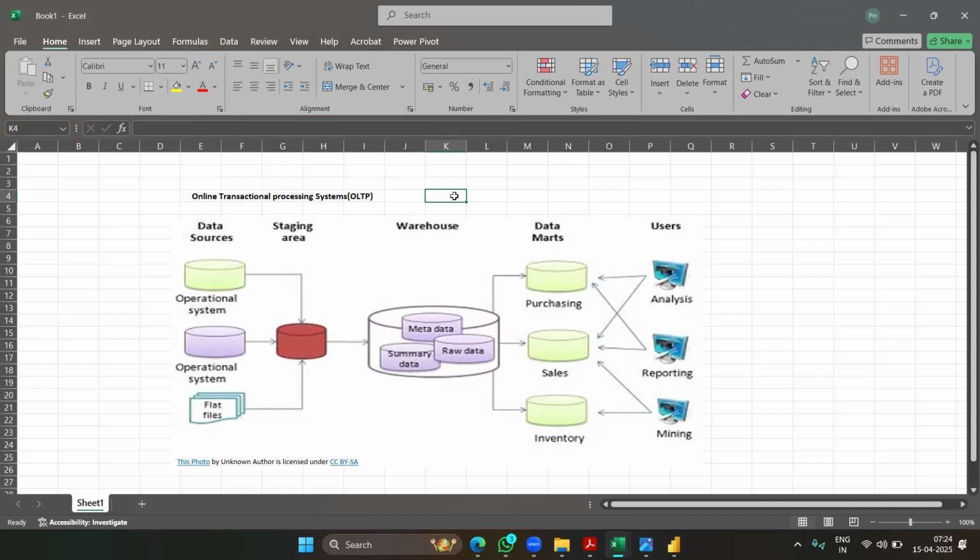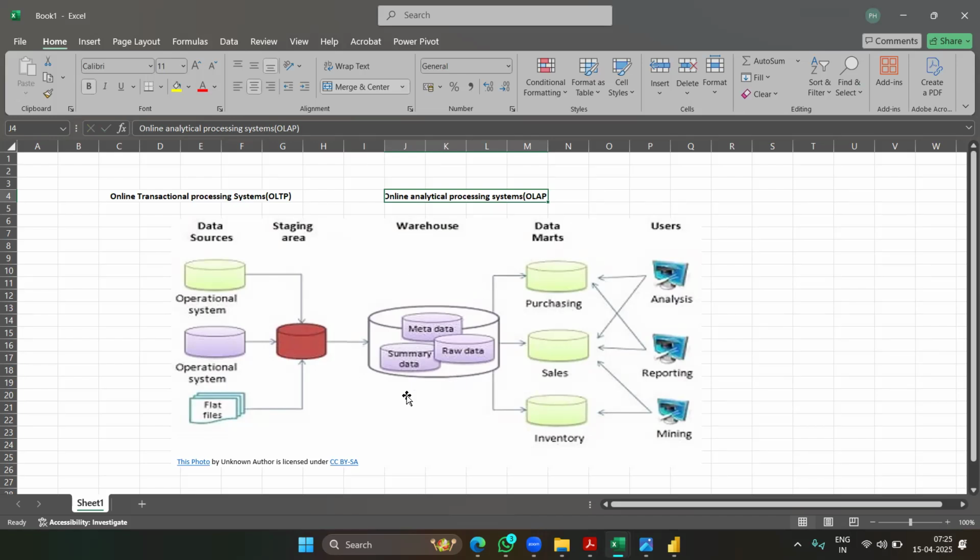Now, considering this data warehouse is going to be used for analytical purposes, I'm going to call it online analytical processing systems. We also call it OLAP, right? So our journey starts here, understanding how data is stored and how we are going to use it, right?